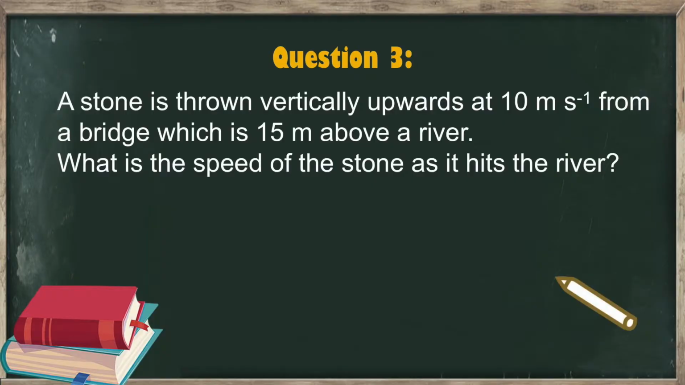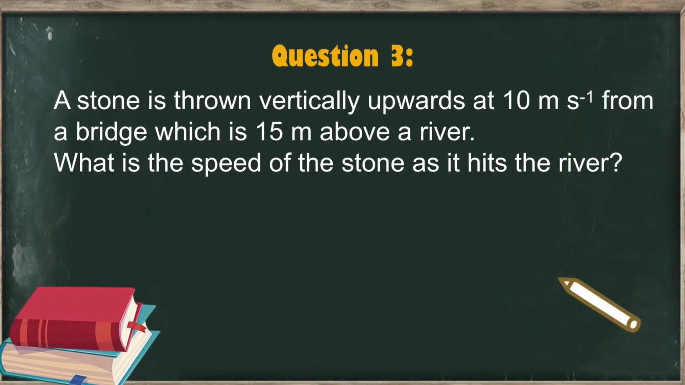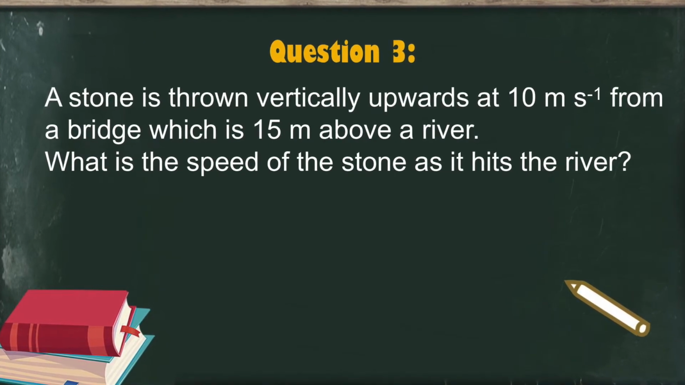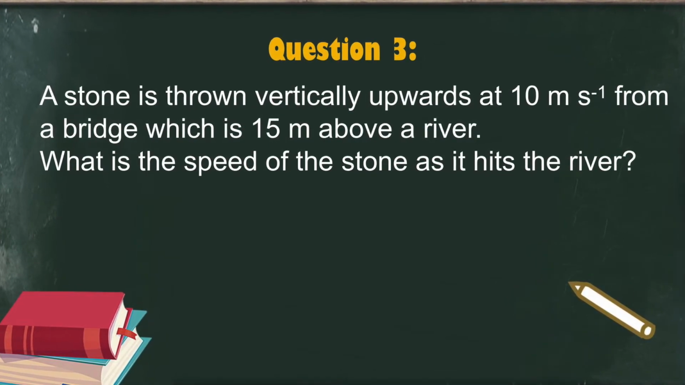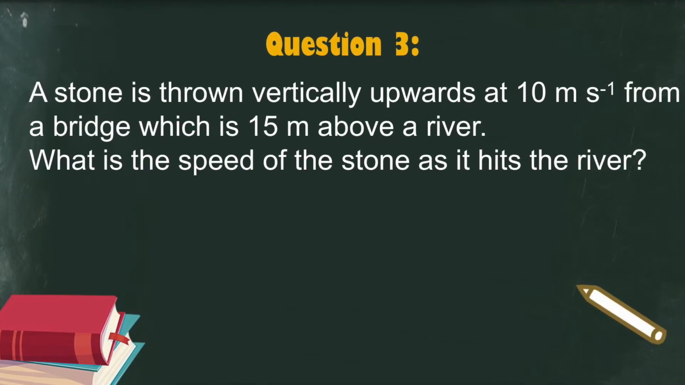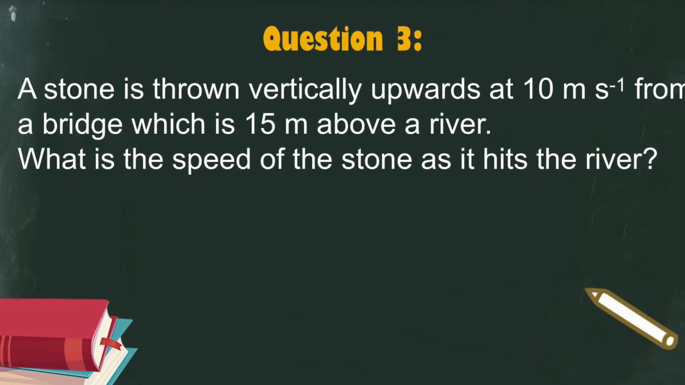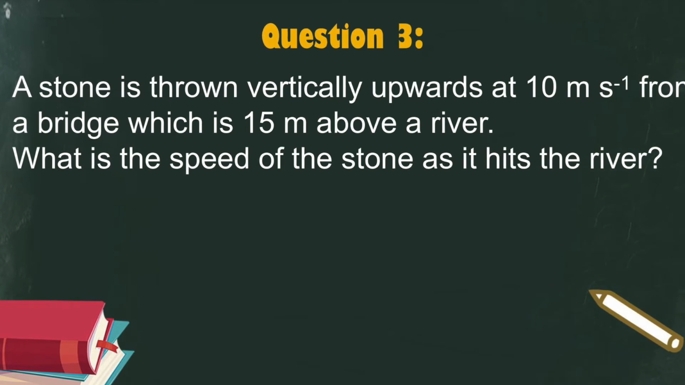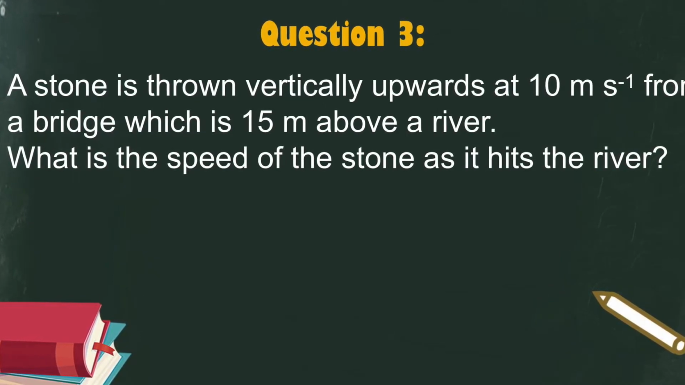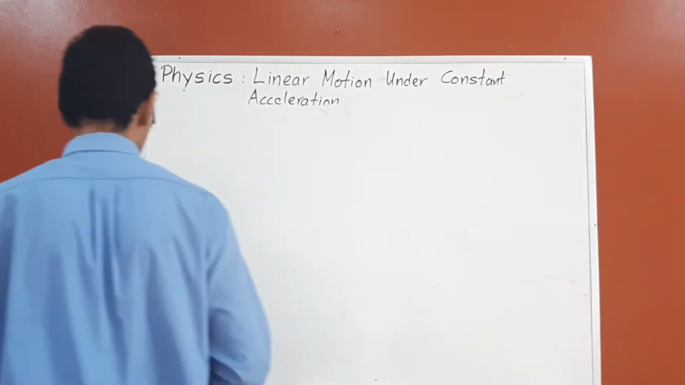A stone is thrown vertically upwards at 10 meters per second from a bridge, which is 15 meters above a river. What is the speed of the stone as it hits the river? Now, sometimes I will give this advice. You have a problem that you need to think about a bit more, that kind of seems a bit complicated. Sketch it. Draw a little picture. And it doesn't have to be a complicated thing.